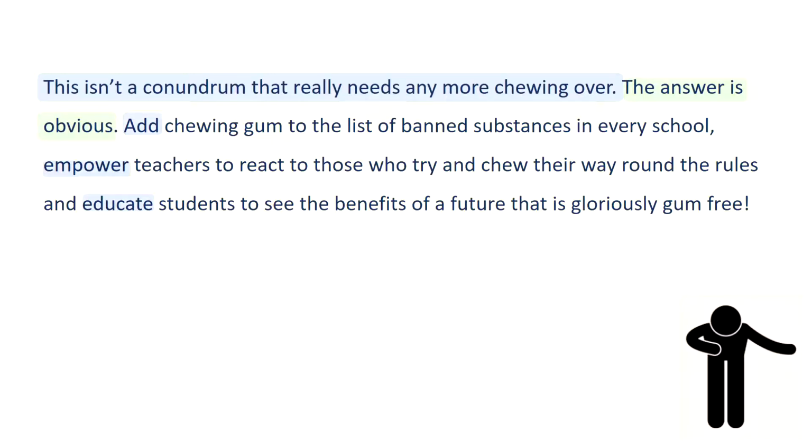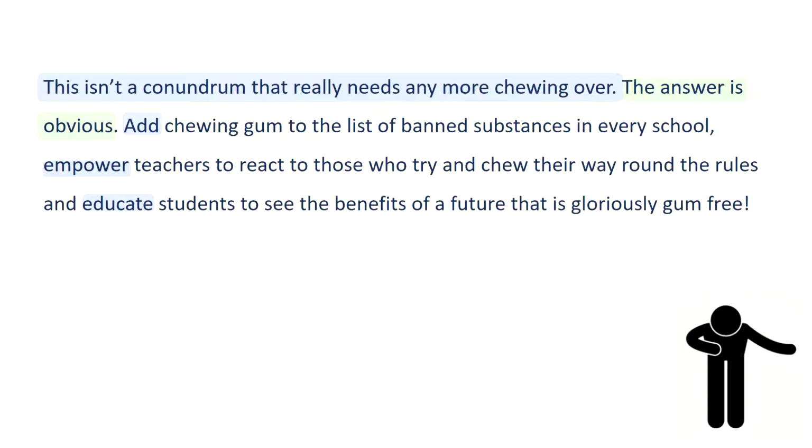And then what the writer does then is uses a triple again to end the article, but also uses imperative language. So that's using verbs to sort of tell the reader what to do, to make commands. Add chewing gum to the list of banned substances in every school. Empower teachers to react to those who try and chew their way around the rules, some more humour there. And educate. So we've got add, empower and educate. 3 imperatives working as a triple, which means that how the article ends is by giving this idea that something now has to be done.